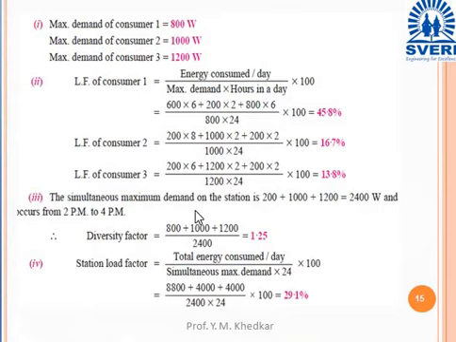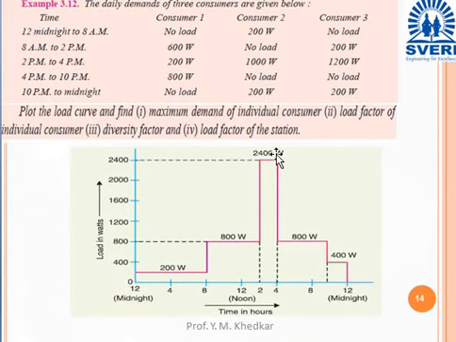The simultaneous maximum demand on the station will be 200 plus 1000 plus 1200, which is 2400 watt, and it occurs from 2 p.m. to 4 p.m. We can see it in our load curve, that simultaneous maximum demand we are getting over here. We can calculate here 200 watt plus 1000 watt plus 1200, 2400 watt, in between 2 p.m. to 4 p.m. is the simultaneous maximum demand.